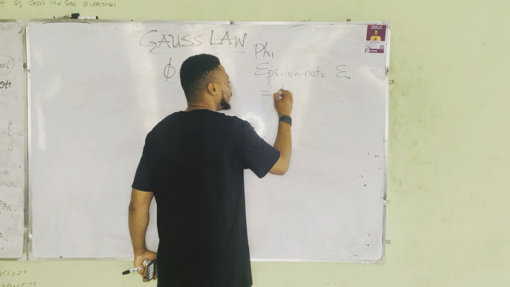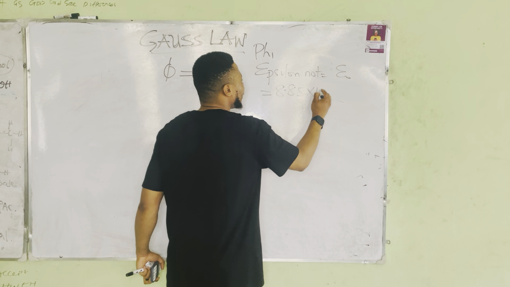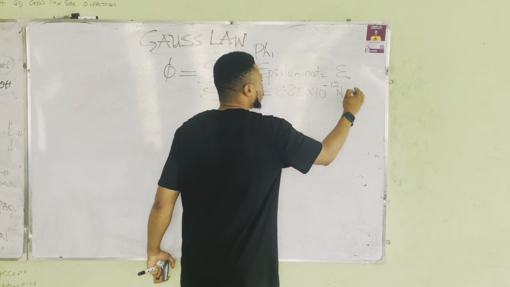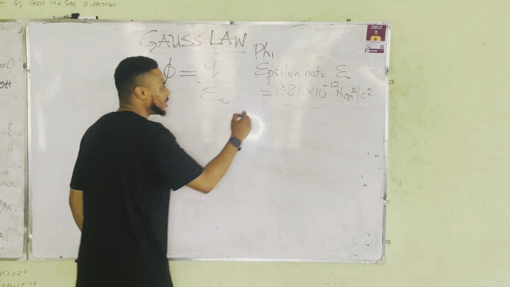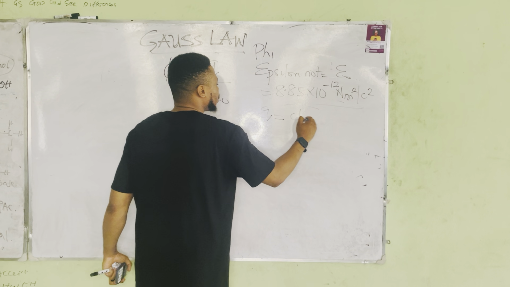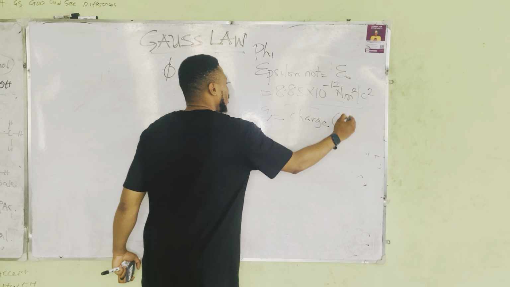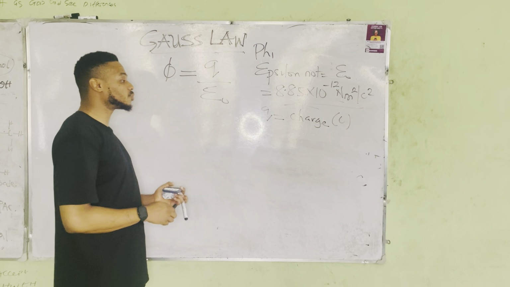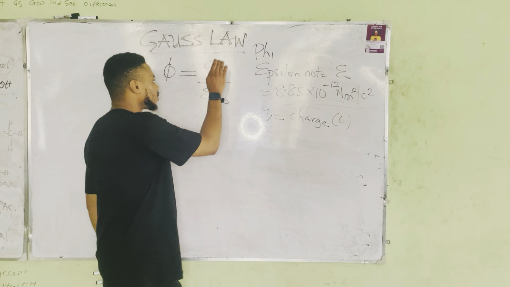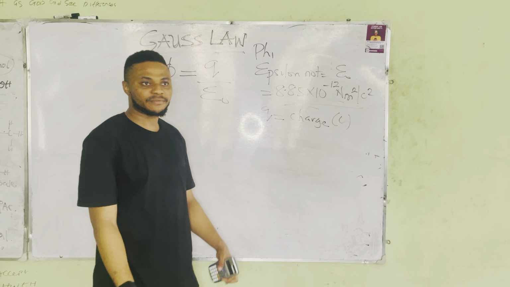Remember that the value is 8.85 times 10 raised to power minus 12 Newton meter square per coulomb square. Don't forget that. That's the value. Q is our charge, and of course, it is measured in coulombs. So that's what Gauss law is all about: charge all over permittivity of a vacuum.